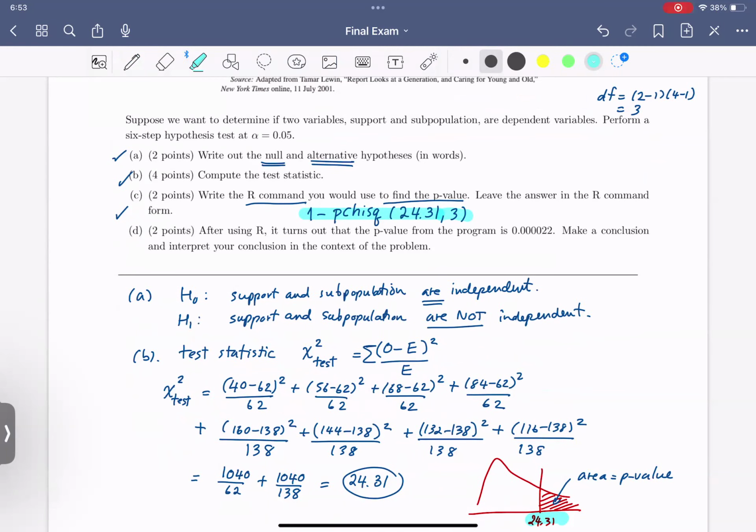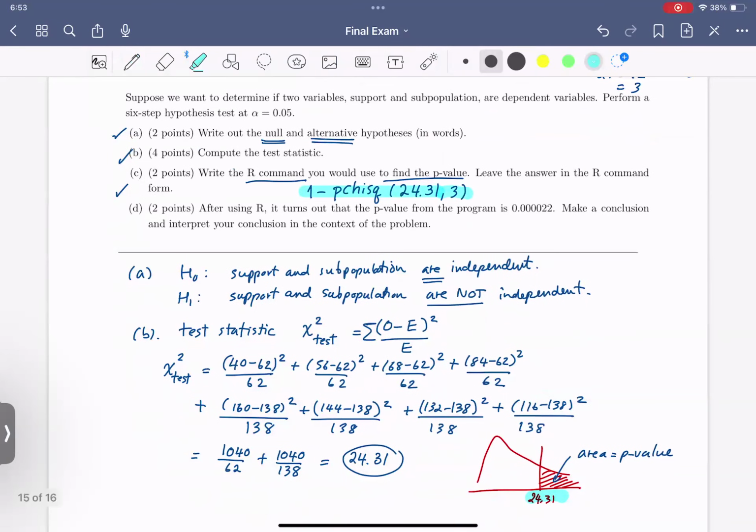And then the last question: after using R, it turns out that the p-value is 0.0000022, which is super small. Make the conclusion and interpret the conclusion in the context of the problem. The conclusion is, of course, to reject the null hypothesis, because at alpha equal to 0.05, your p-value is super small.